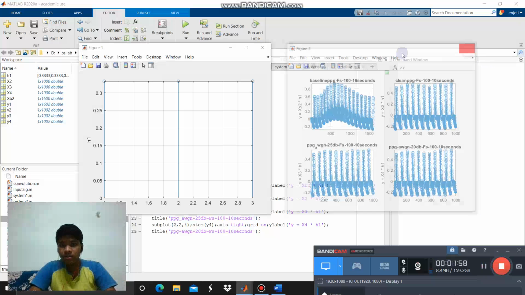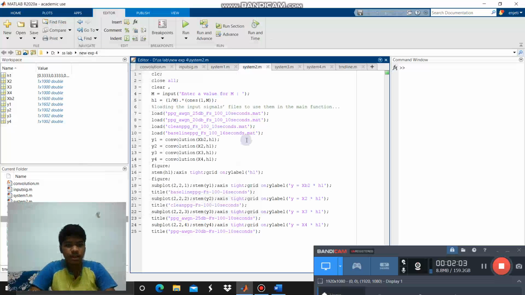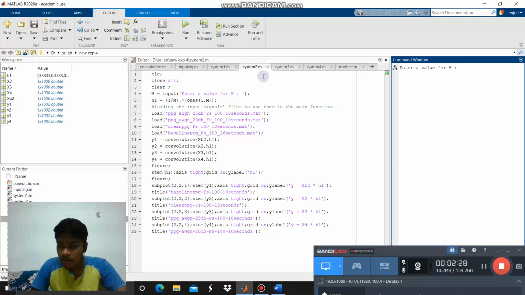And in the second system, it depends on the value of m. We have to give a value of m, and the impulse response depends on the value of m. After loading all the four signals and convolving using the convolution function block, we get the output of the convolution. We have to enter the value of m. Let's take the value of m as 50.